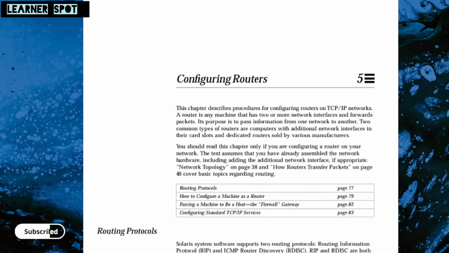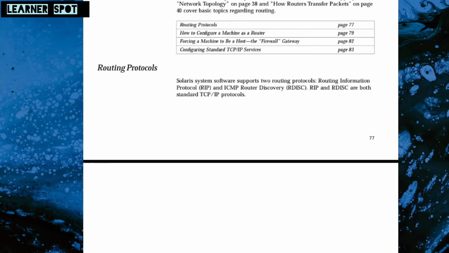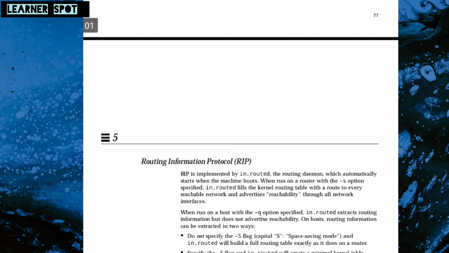In earlier lectures we have discussed the TCP configuration. Now we are going to see the configuration of the routers on the network. So first of all, what are the routing protocols? The Solaris system supports two routing protocols. First, we have RIP, which is the Routing Information Protocol, and ICMP Router Discovery. These are both standard TCP/IP protocols.